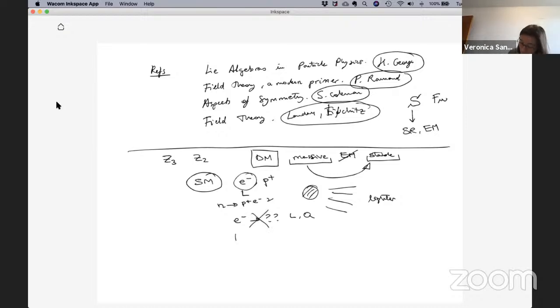What happens with the proton? Exactly the same. The proton is the lightest particle with a conserved quantum number, which is baryon number. So in order to decay to something else, it should be able to find another particle with baryon number that is lighter than the proton. And there is none in nature, so this is forbidden.